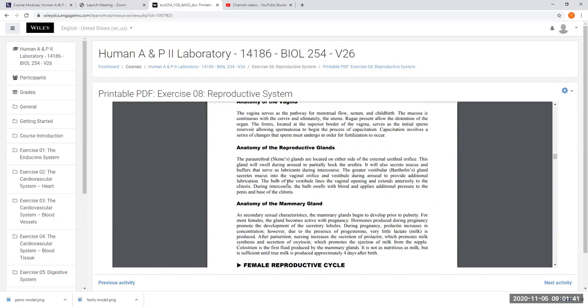Before we do that, though, I want you guys to go to this paragraph when you're home studying and just review the periurethral gland right here and the greater vestibular gland. Notice they have other names, either the Skene's gland or the Bartholin's gland. So just review those two female sexual glands out of this paragraph.